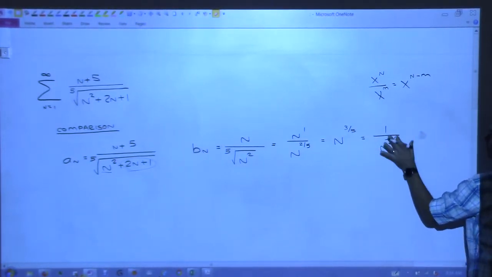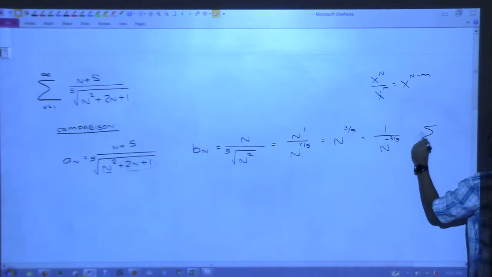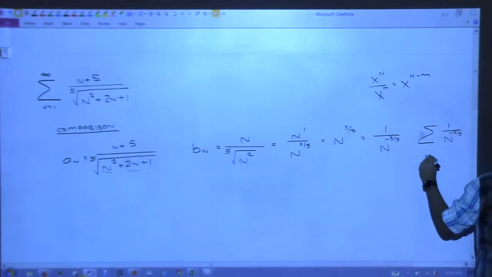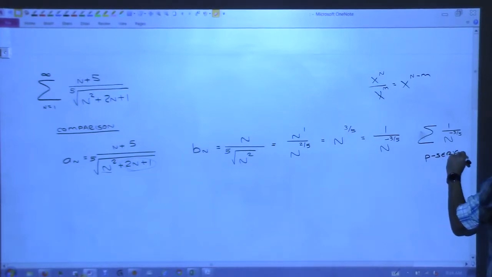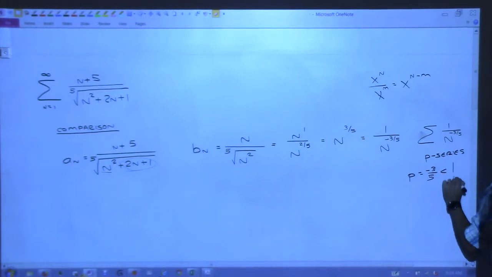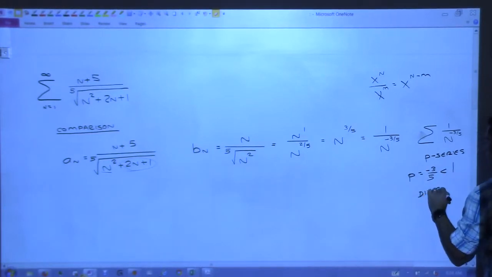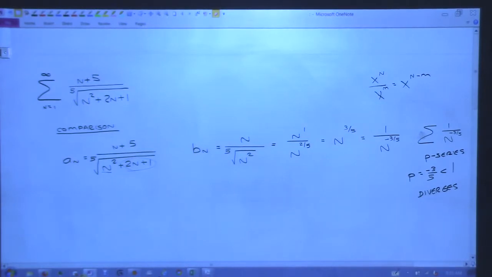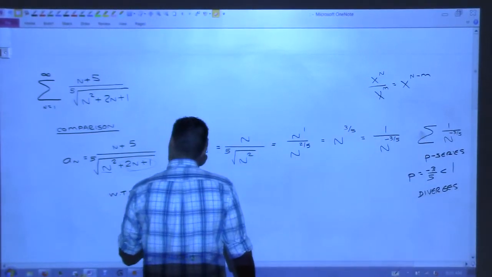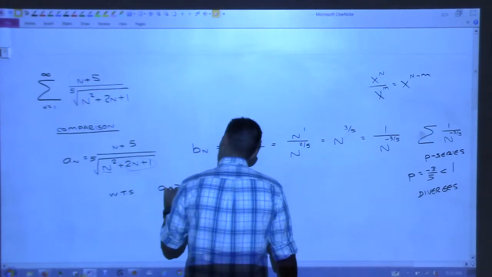But we got it to here. So now, let's not confuse the sequence with the series. That means the series is 1 over n to the negative 3/5, which is a p-series with p being negative 3/5, which is less than 1, so this diverges. Okay? If that diverges, then what is it that I need to show? A sub n is greater than or equal to b sub n.